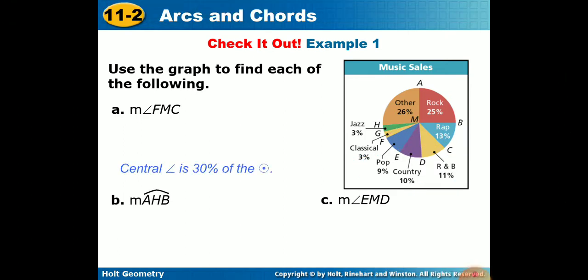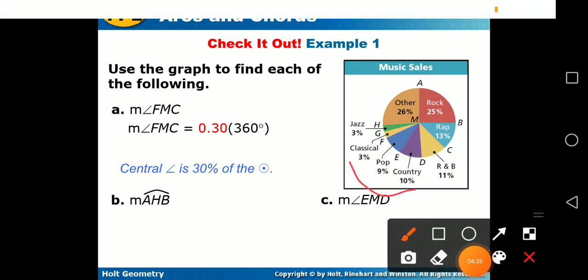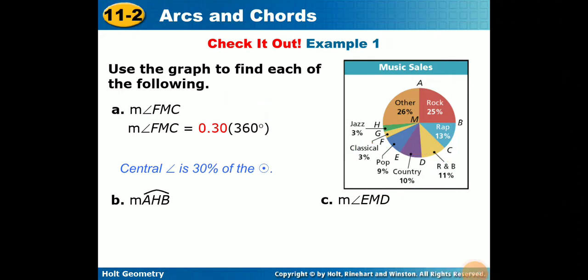I have another example. Find the measure of angle FMC. So what am I going to do? I'm going to take the percentages and multiply it by 360. The total measure of angles in any circle is 360. So you got 30%. I will take the 30% multiplied by 360. So we got the answer 108.